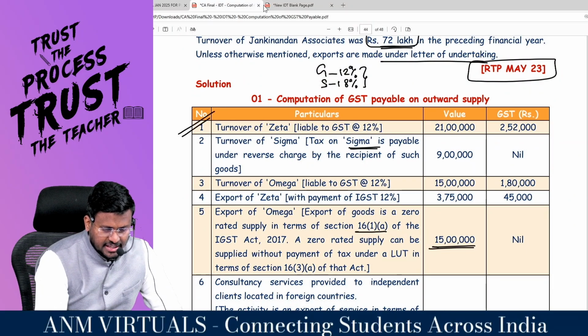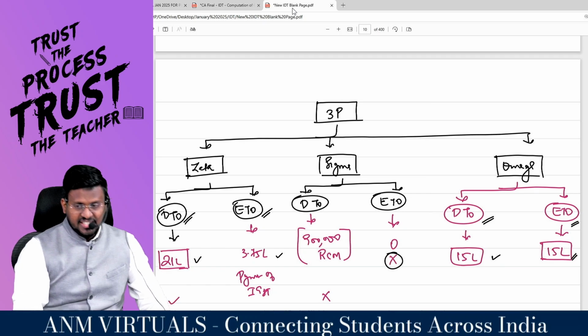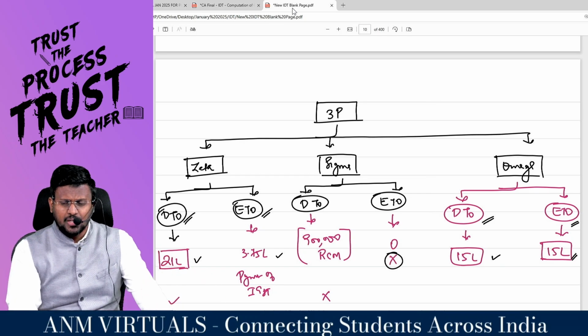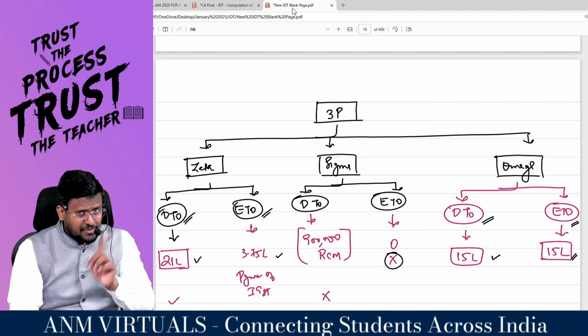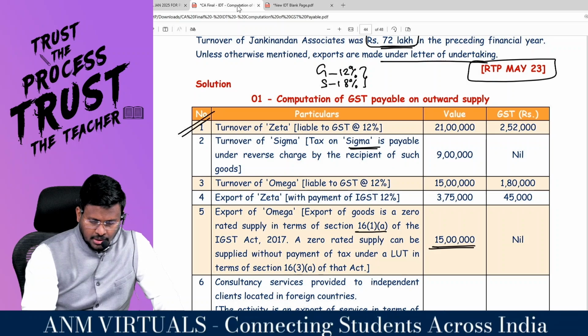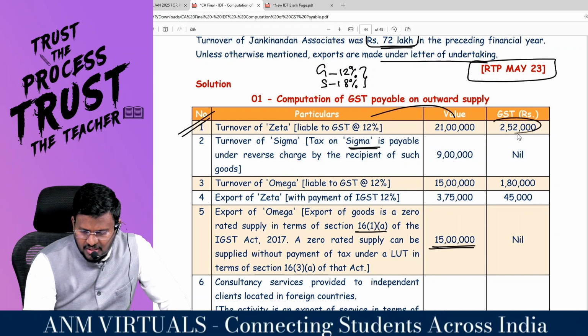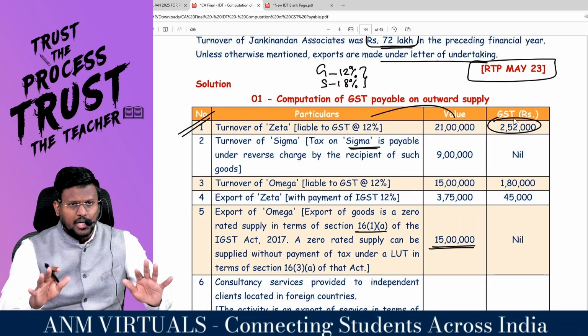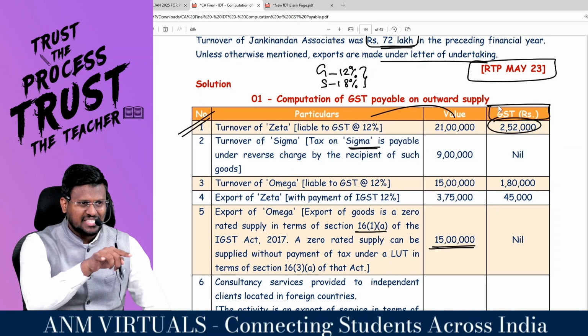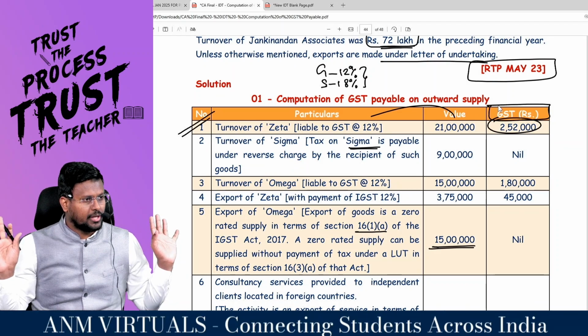First of all, turnover of Zeta. You just see and say, Zeta, we are having both domestic turnover and export. How much domestic turnover? 21 lakhs. Is it FCM or RCM? FCM. For goods, what is the rate? So 21 lakh into 12% comes to 2,52,000. Without confusion, we can write. I am writing only GST, not CGST, SGST. Just GST column I am filling.